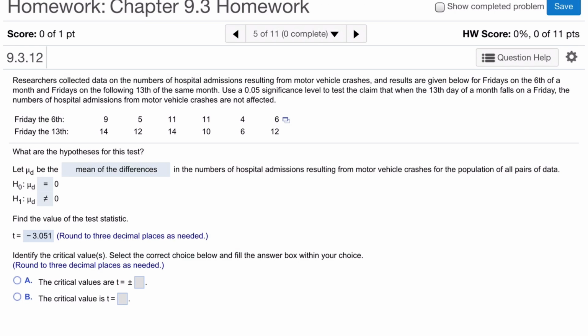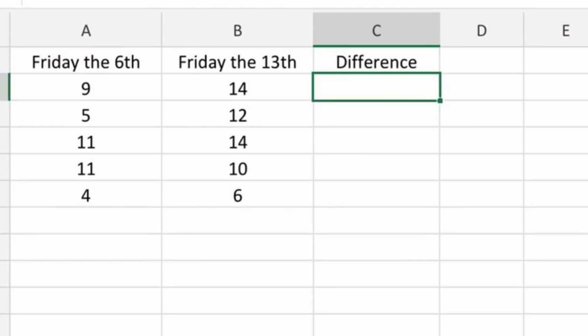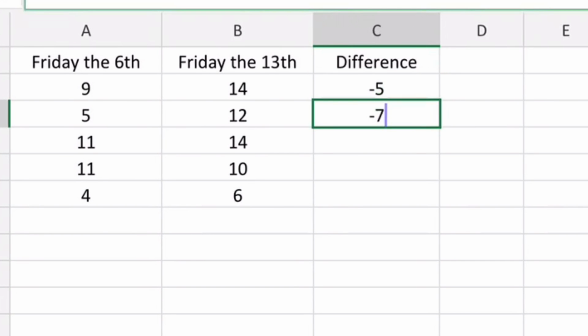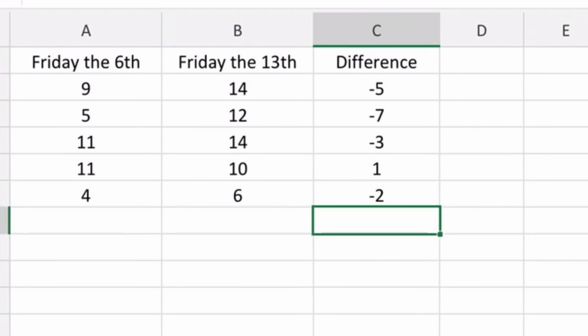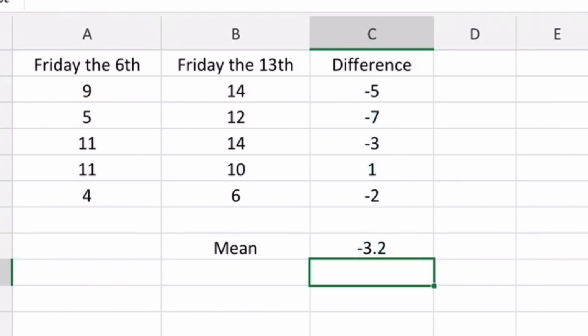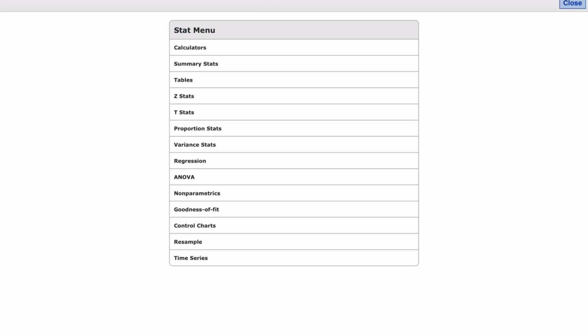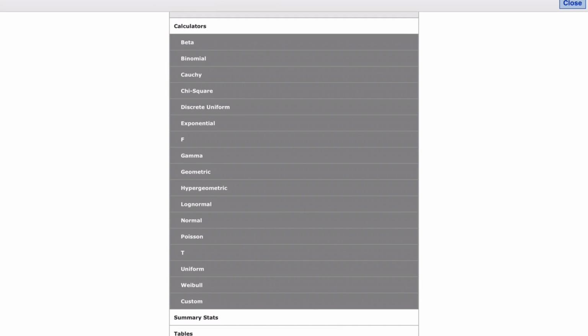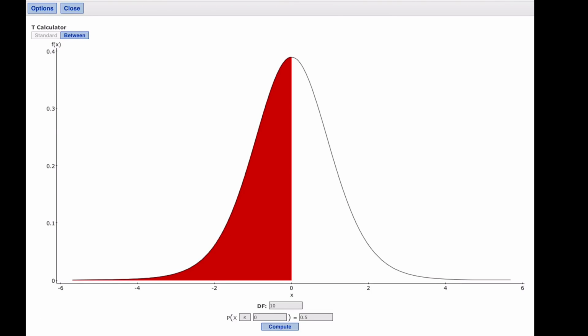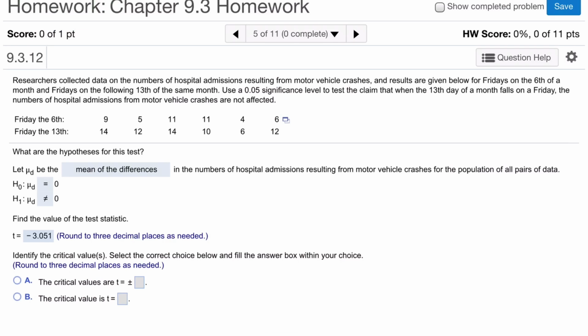We are to identify the critical values. Since we are testing the mean of the differences, we are reducing the test to a single variable test. So in other words, the differences between each of the paired data values would be found, and then the mean calculated from those differences. So in order to find the critical value, we'll press Stat, Calculators, T. We'll need to know the number of degrees of freedom. There are 6 pairs of data values, so the number of degrees of freedom will be 5.